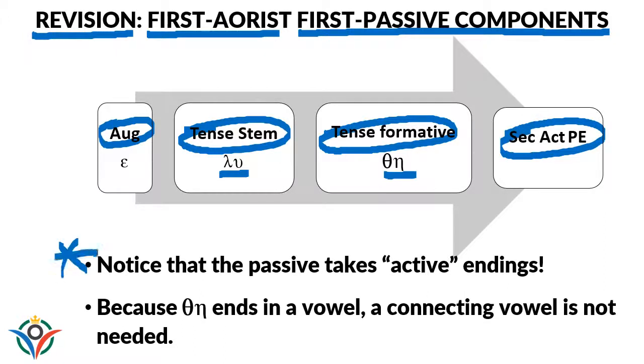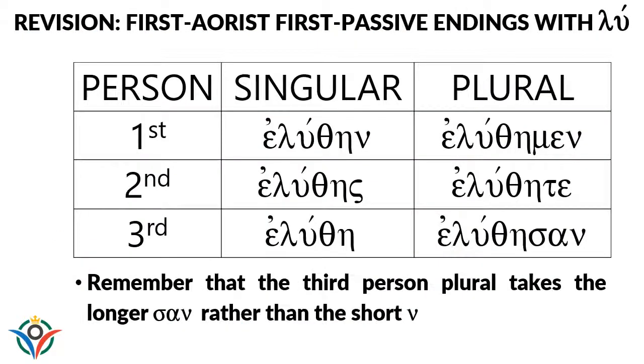So keep that in mind, because you might have a tendency to think, well, I'm working with a passive voice, it's going to take secondary middle passive endings. But actually, it takes active secondary endings. And because the theta eta ends in a vowel, a connecting vowel is not needed. These are things that we covered in lesson 15. So if you can't remember this, please go back to lesson 15 to refresh your memory. And then the first aorist first passive endings with lu. Let's go through the forms together.